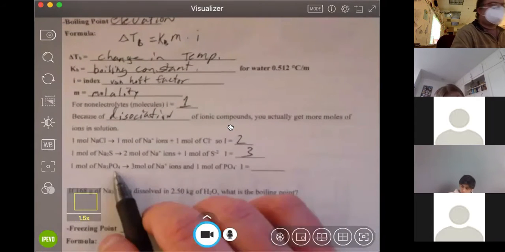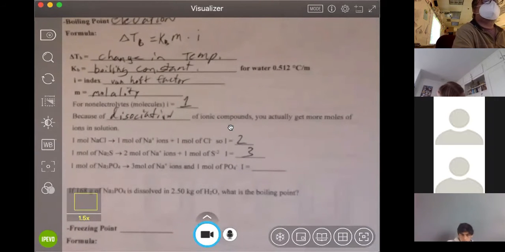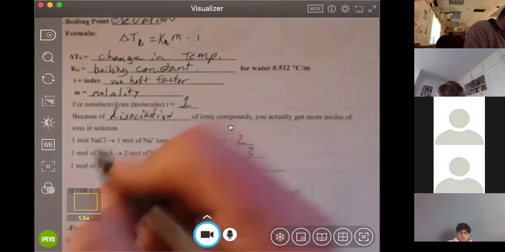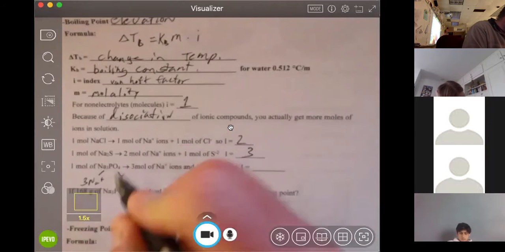For sodium phosphate, anybody want to do it? That's a good guess, but it's wrong. Why isn't it 7? Is it 8? Nope. It is 4. The phosphate holds itself together. The phosphate is a polyatomic ion. So when this breaks apart, you get 3 sodiums and 1 phosphate.